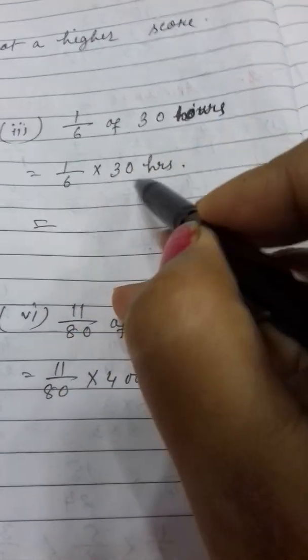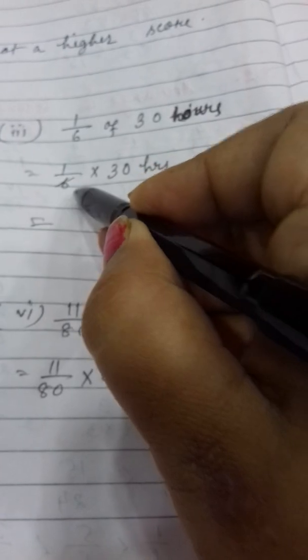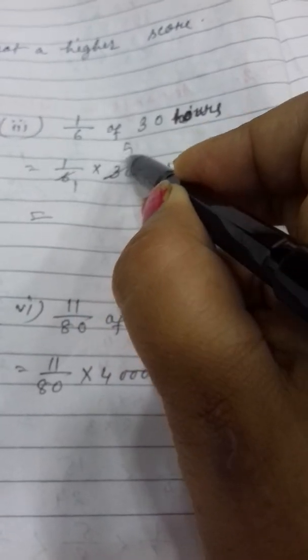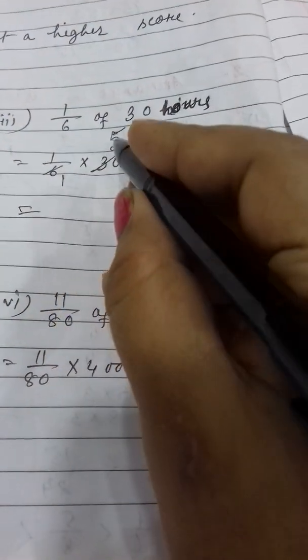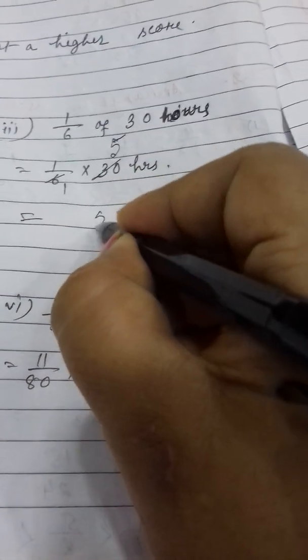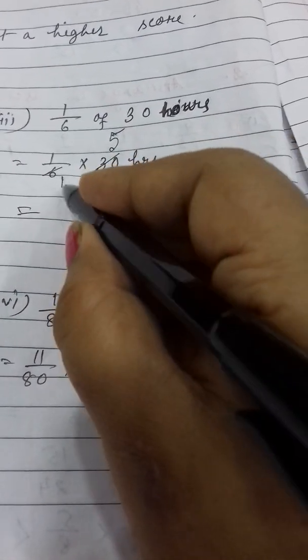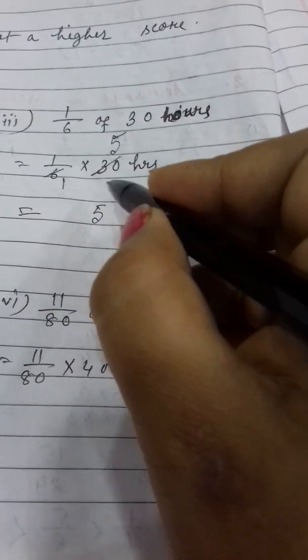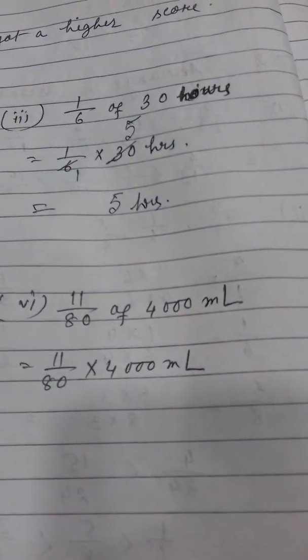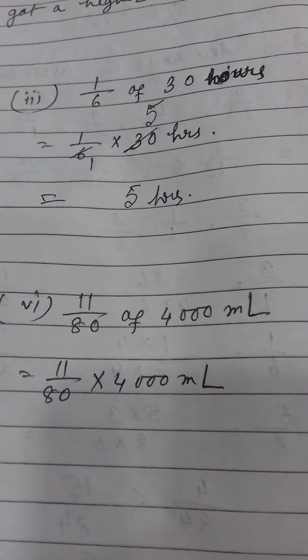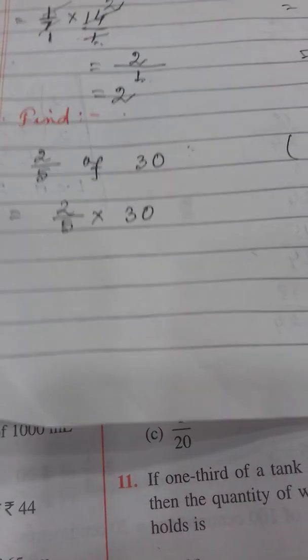Clear? So 1 and 1 will cancel. Now 6 ones are 6, 6 fives are what? It is 30. That means 5 into 1, 5. And here in the denominator 1 into 1 means 1. We don't write 1. That means 5 hours. Clear, students? Now in the same way you will do all the rest.